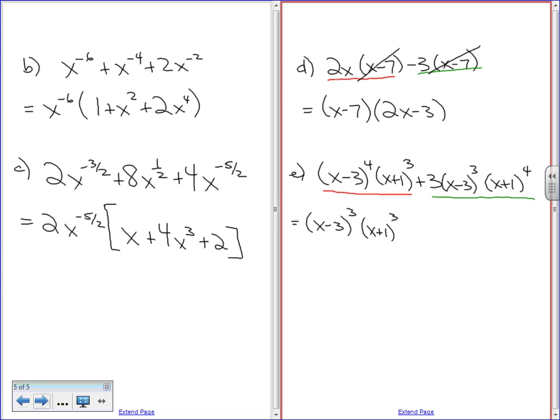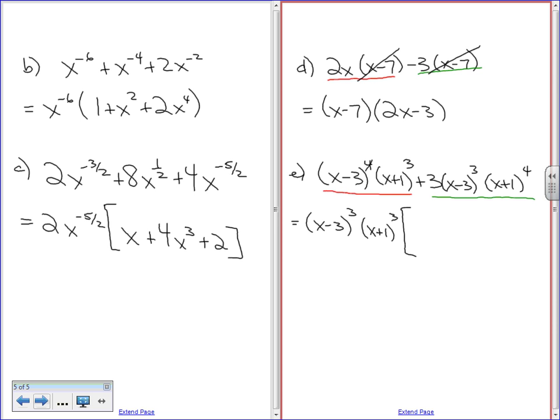Now what I like to do is actually cross things out. If you're going to do that on a test especially, make sure I can still read it, because I can't mark what I can't read. Looking at the red term, I've taken out x minus 3 to the 3. There were 4 of them. How many are left if I take out 3 of them? Yep, 1. So I cross that out and I'm left with 1.